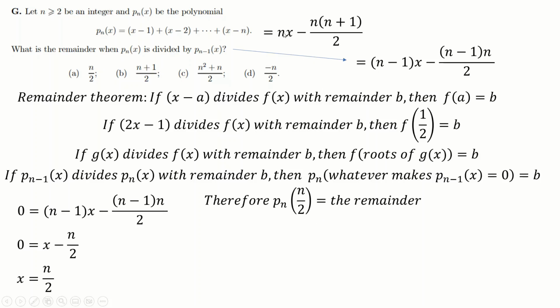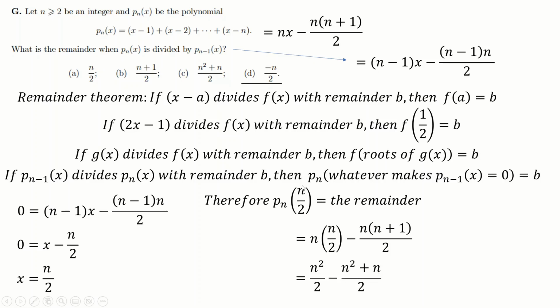So let's just shove n over 2 into this p of n expression, like this. And of course this makes n squared over 2, this makes n squared plus n over 2, and then minus, and this thing cancels with this thing, you get minus n over 2, which is the answer. Yeah, it's quite a nice question, that one.